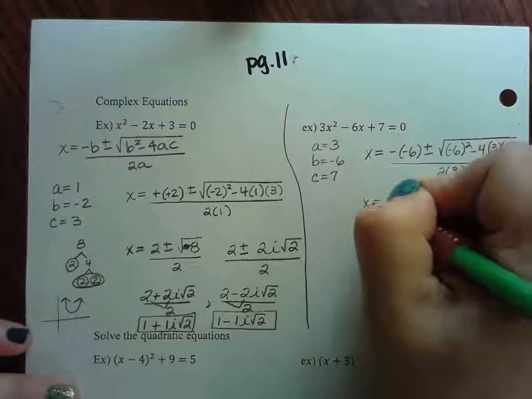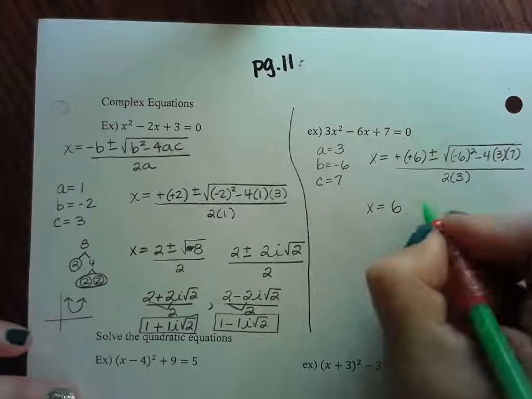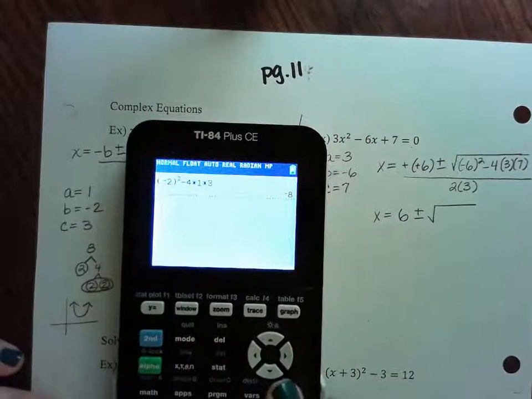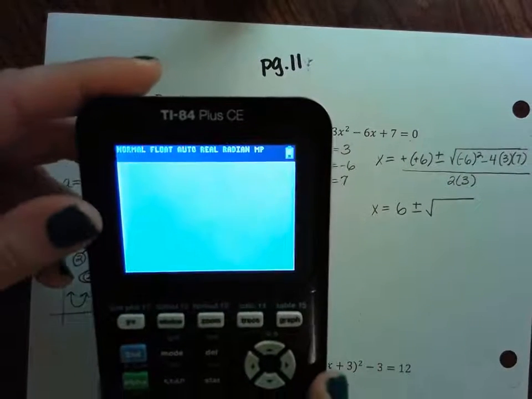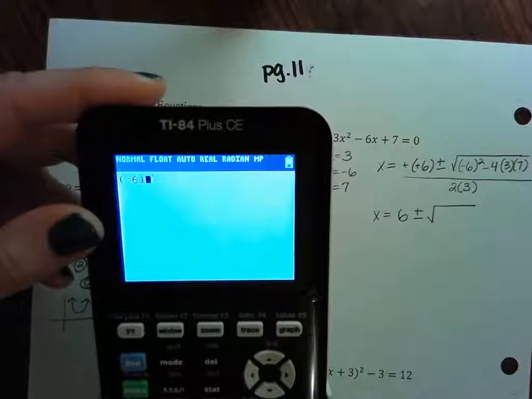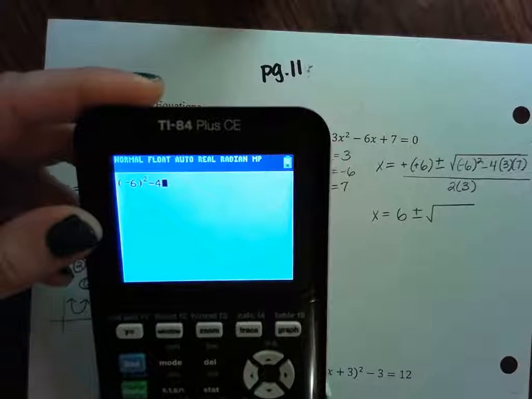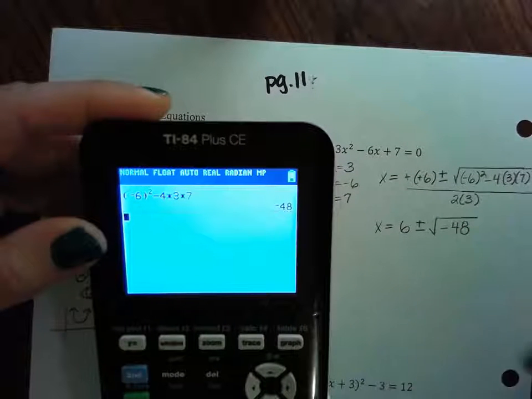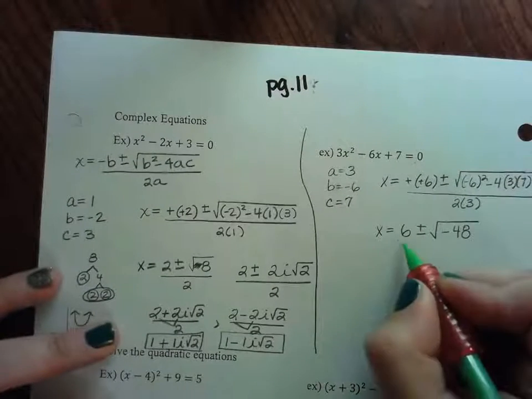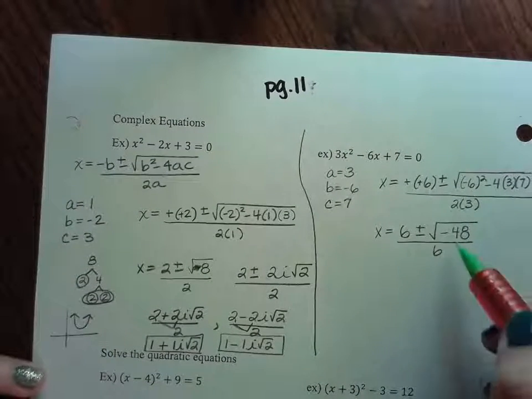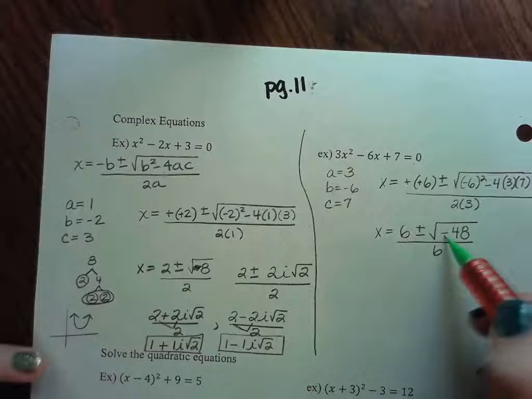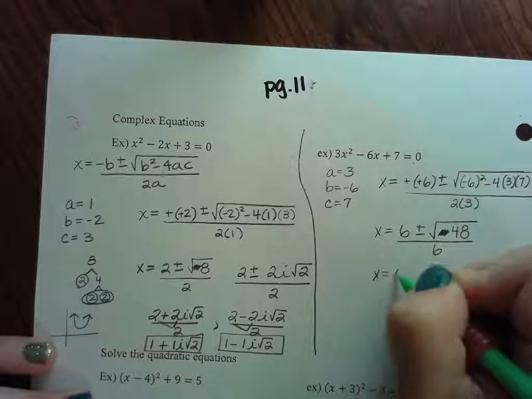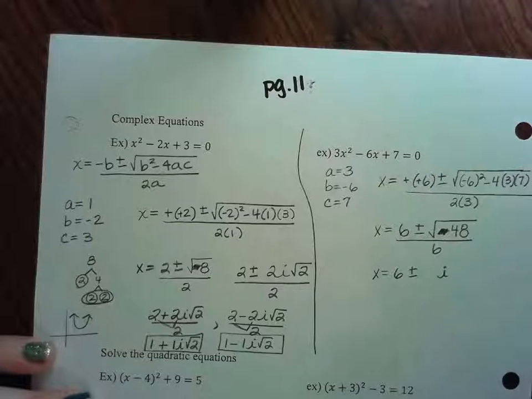Okay, keep simplifying. So negative turns positive, plus or minus. Alright, let's see what we end up with. So this is going to be negative 6 squared minus 4 times 3 times 7, which is negative 48. Okay, so all over 6. So since this has a negative sign underneath, you're going to cross this out. You're going to put an i in your answer. So it'll be 6 plus or minus, and there will be a little i in there somewhere.